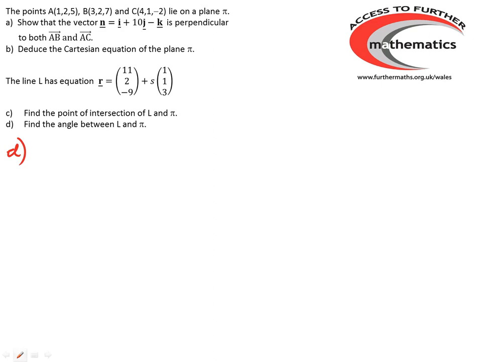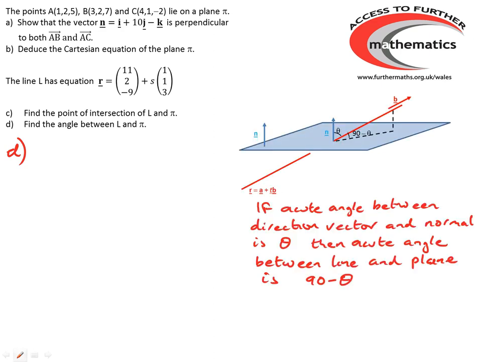Finally, we need to find the angle between the line and the plane. And this is where this useful quick little diagram will remind us that the angle between the line and the plane is actually 90 minus theta, where theta is the acute angle between the normal and the direction vector of the line. So we're going to calculate first the acute angle between the normal and the direction vector of the line. And we're going to do that using the scalar product again.